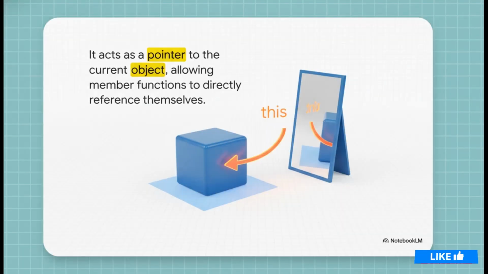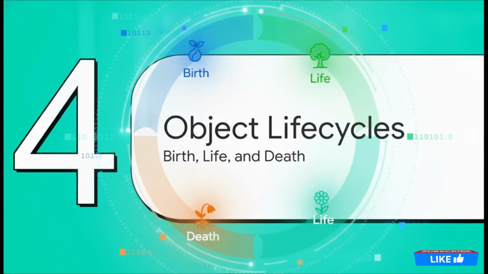Now, when an object is actually operating, how does it know which specific data it's supposed to modify? That is exactly where the this keyword comes in. Member functions implicitly use this as a pointer to the current object. It's basically the object's way of looking in the mirror, referencing itself to ensure it's operating on its exact footprint in memory.